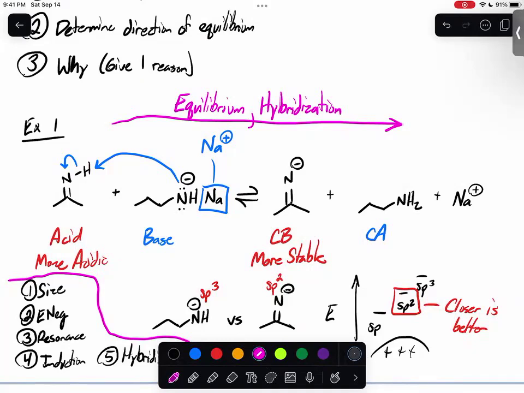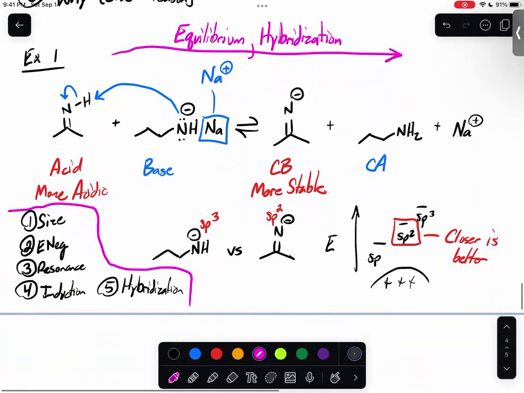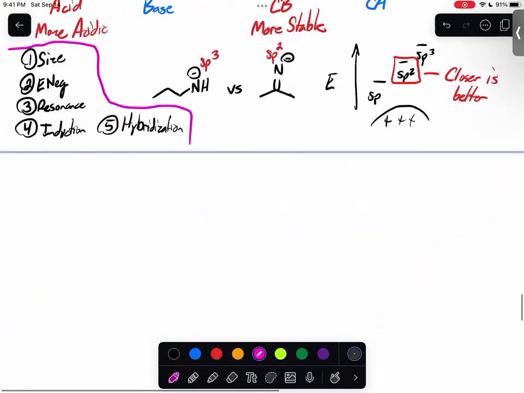So, in conclusion, this is how you would normally work one of these out on a quiz or exam, right? You're going to go through, you're going to predict which is the acid, which is the base. You're going to figure out the products, find the equilibrium direction, and give one of those five effects as a reason as to why it points in that direction. All right, so let's move on to another one because I actually have 7 examples in total that I want to work through with everyone. So let's go ahead and do that with example number 2.